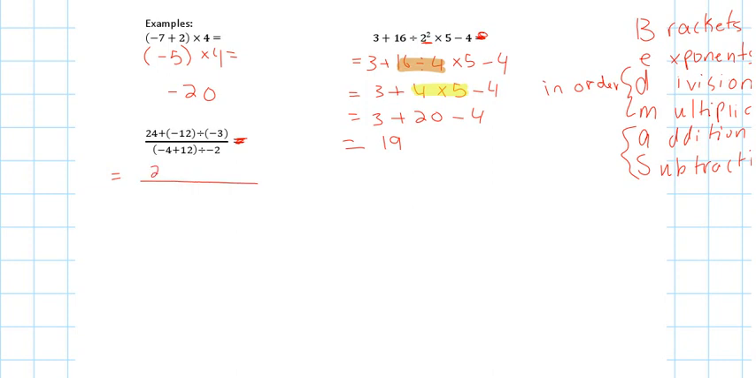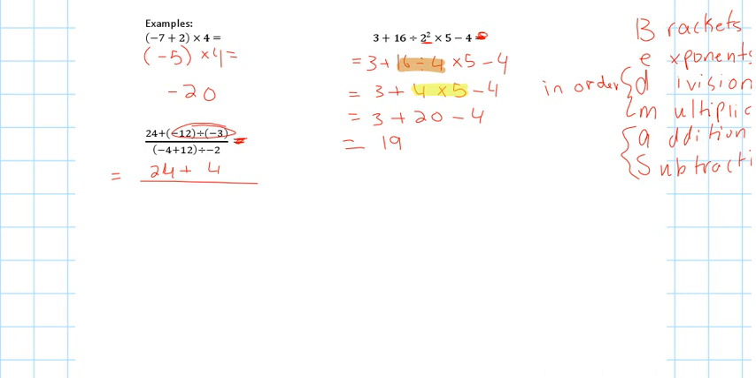When I divide a negative by a negative, it gives me a positive, right? So it's going to be plus positive 4, right? Yeah? So when I divide these two together, that's going to be a positive 4. You guys agree with that? So the top is now simplified to 24 plus 4.